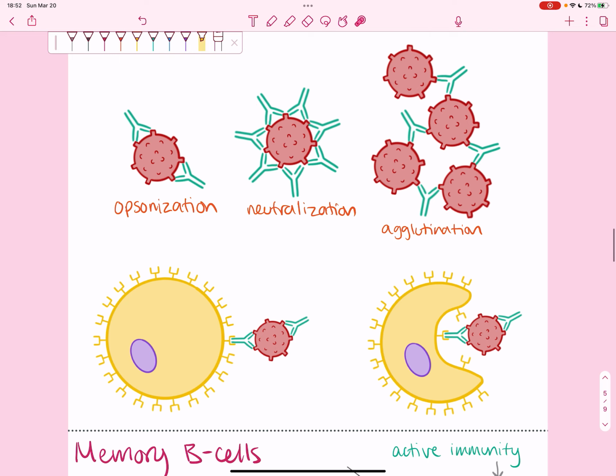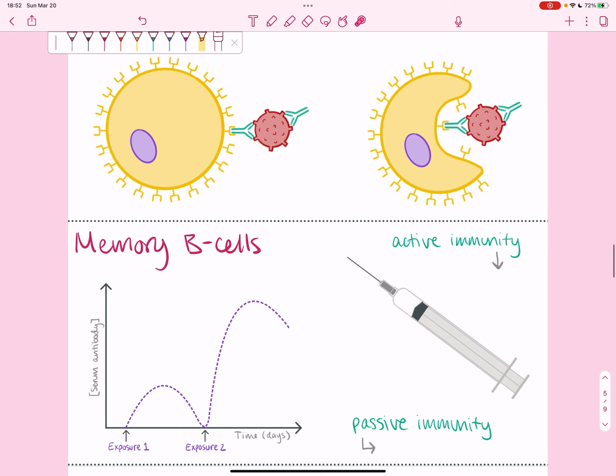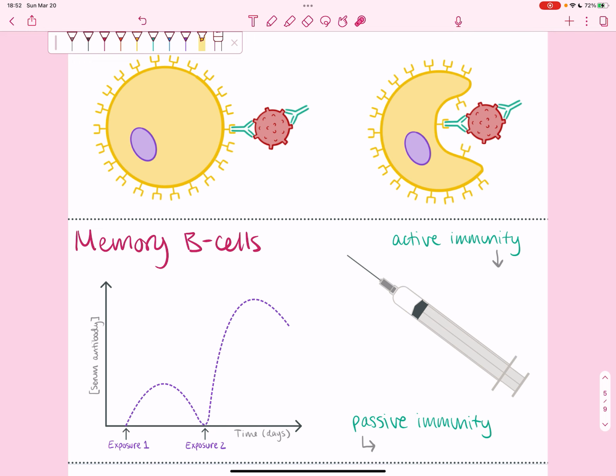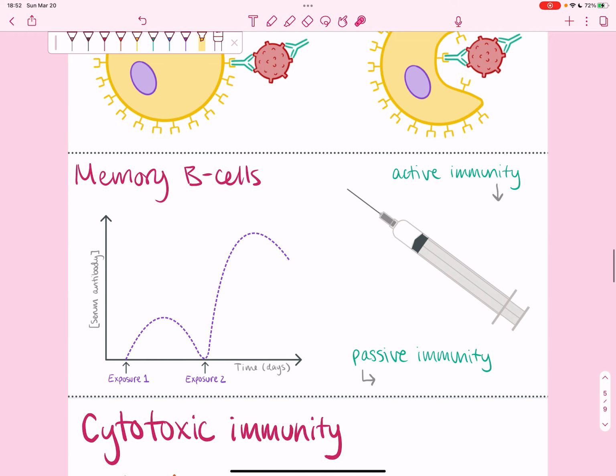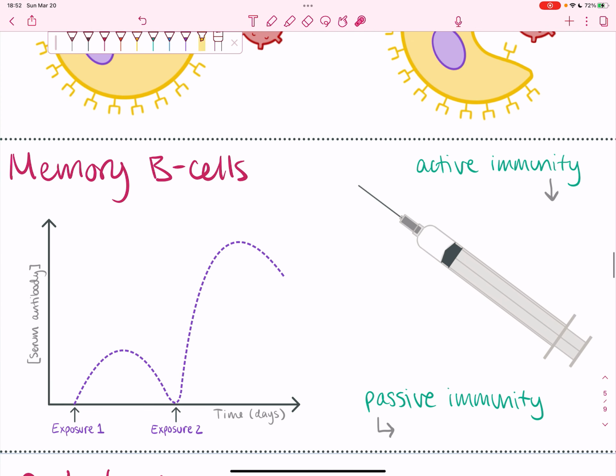Okay. Cool. So now we're getting into B cells. Memory B cells basically just lie in wait for a second exposure. I made this little diagram here. I suppose I'll use it.